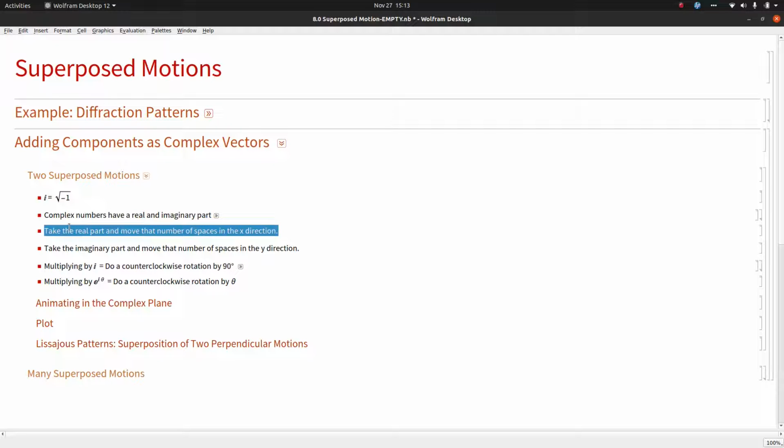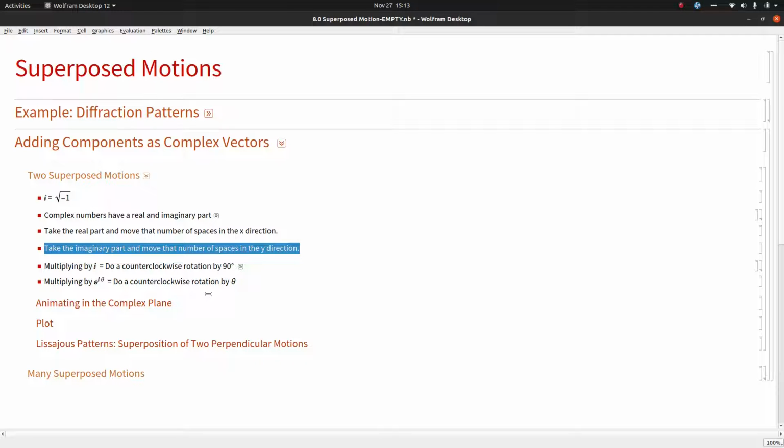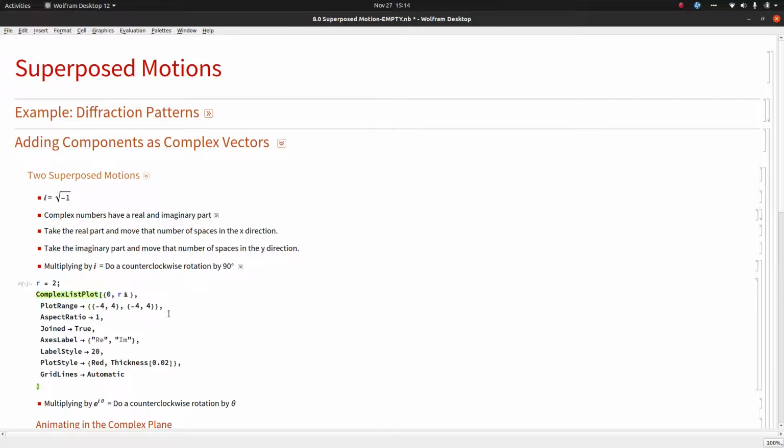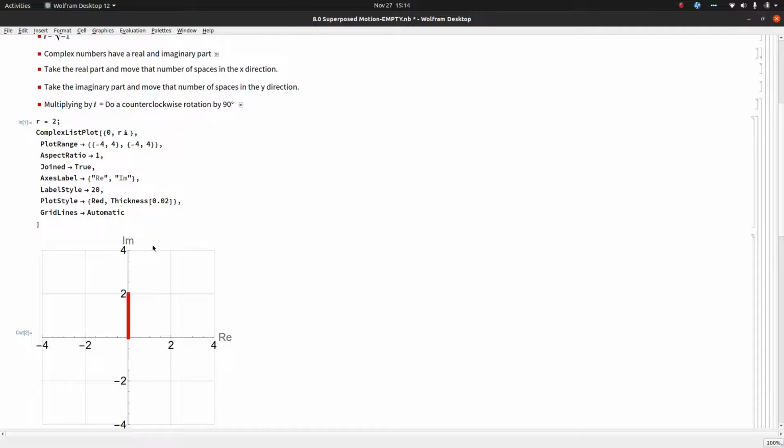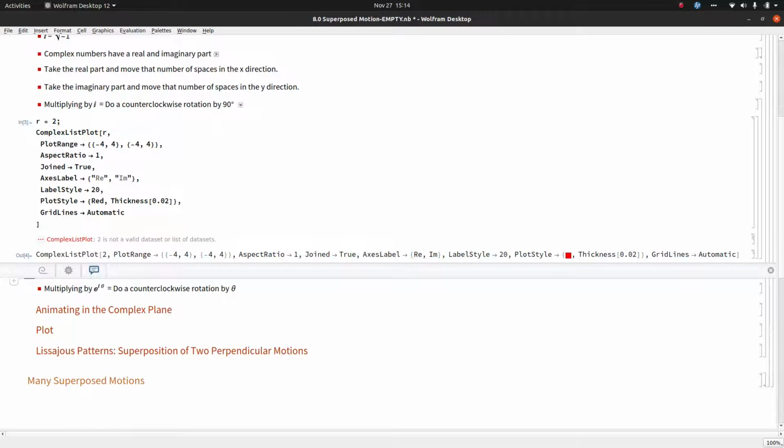And if we plot those, we take the real part and move it a certain number of spaces in the x direction. We take the imaginary part of the complex number and move that number of spaces in the y direction. And we can make a plot of the complex number in that way. So here is one of the complex plots we came up with before. I'm just going to plot the point r.